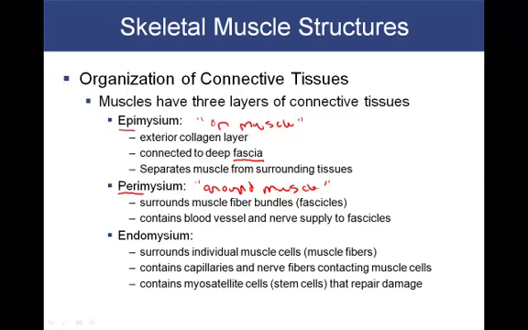And this is where the vasculature and nerve supply enter into the muscle itself. So we have large blood vessels, as well as nerves, that come in through the perimysium to supply the fascicles. Lastly, we have the endomysium. And of course, endo refers to inside. So this is inside the muscle.